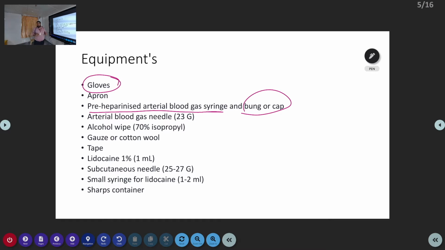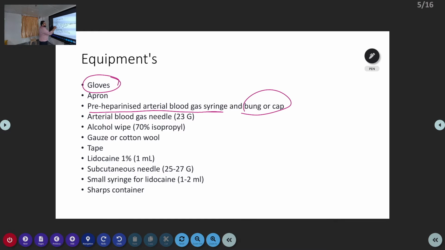So pre-heparinized syringe. If you are using a non-heparinized syringe and you are collecting heparin through an additional syringe, you need to make sure that there is not a single drop of heparin inside the syringe. You need to flush out the complete heparin from the syringe. If there is even a single drop of heparin, that will give a false value to your ABG. So that should not be there. So you should rinse out the heparin completely from your ABG syringe. So that is very, very important.